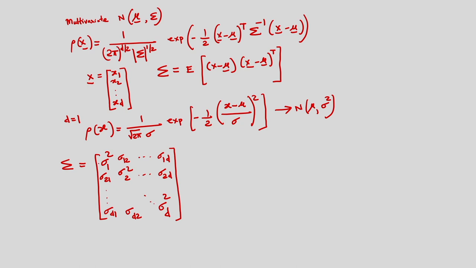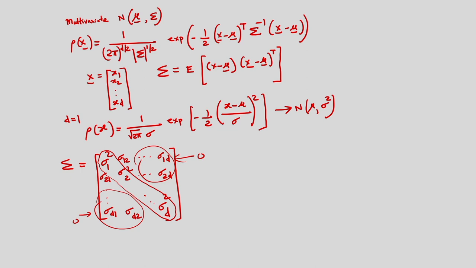Suppose I have only the diagonal elements, and all the off-diagonal elements are 0. That means x i and x j are statistically independent. So if I consider x is a feature vector, the features are uncorrelated. I am repeating this. If I consider x is a feature vector and x1, x2, xd are the components of the feature vector, or I can say these are the individual features, then the features will be uncorrelated. If I have the diagonal covariance matrix, the off-diagonal elements are 0, then in this case I can say x i and x j are statistically independent.